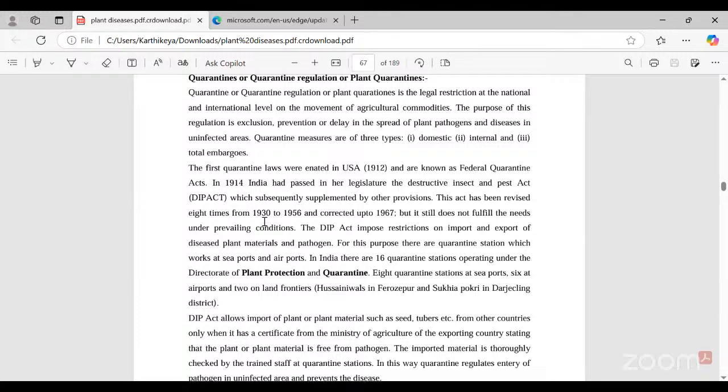This is the Sukhi in the Darjeeling district.